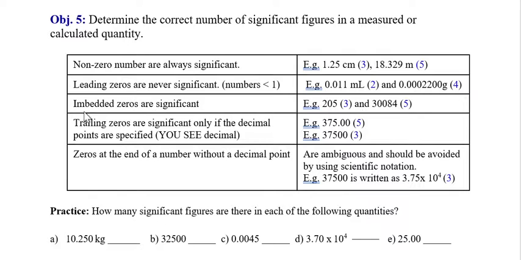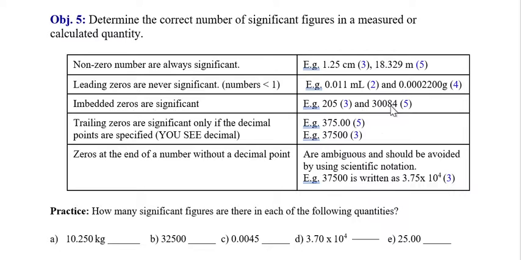The next one is going to be embedded zeros. They are always significant. So this is a 0, and we might say that sometimes zeros are not significant. But if it's embedded in between 2 non-zeros, like that 2 and the 5, always going to be significant. Those 2 zeros right there, they're embedded in between the 3 and the 8. They're going to be significant.